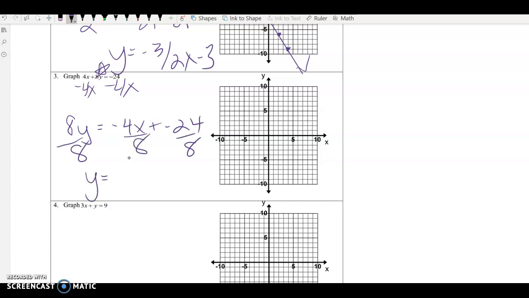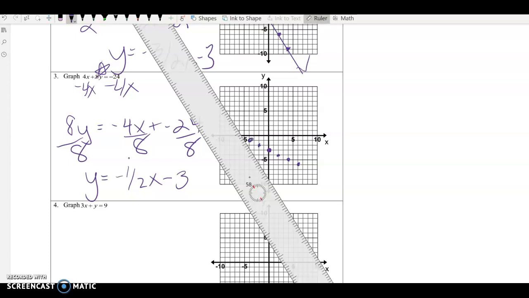So I get y equals negative 4/8 x, which can simplify to negative 1/2 x, minus 24 divided by 8 will give you negative 3. I can graph that. I have a spot at negative 3 on my y-intercept. I'm going down 1 to the right 2, down 1 to the right 2, down 1 to the right 2. The opposite of going down 1 would be going up 1 to the left 2, up 1 to the left 2. So now we need a ruler.